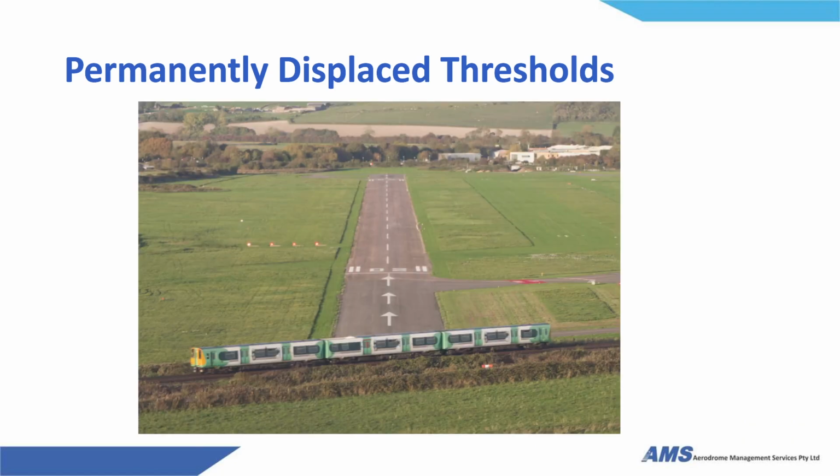This is an example of what one wouldn't class as a permanent obstacle. It could be classed as a transient obstacle, being the train. But because the train can't be controlled, and therefore stopped before the sides of the approach surface, the aerodrome operator has taken the steps to permanently displace the threshold, therefore ensuring the constant serviceability of the approach surface.